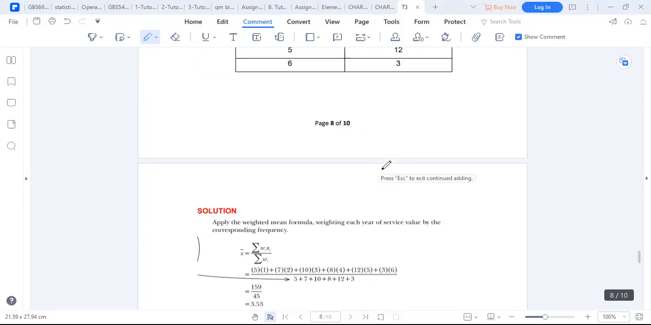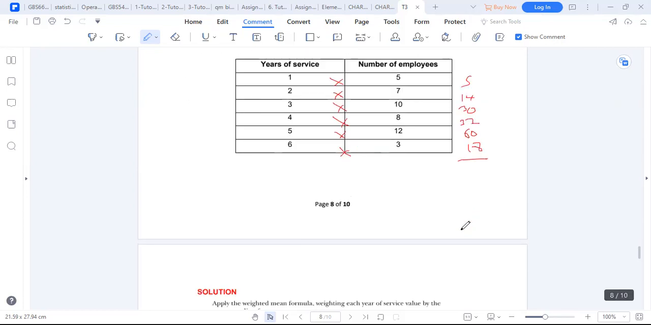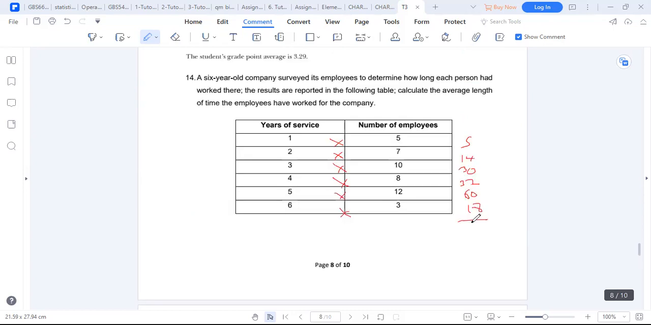All right. Similarly, a company surveyed employees to determine how long each person worked there. The table shows the average. So look here, we're going to multiply each of these ones here. When you see such a table and you are being asked for the average, just get what I'm saying. This is 5, this is 14, this is 30, this is 32, this is 60, and this is 18. The total here is giving us 159.